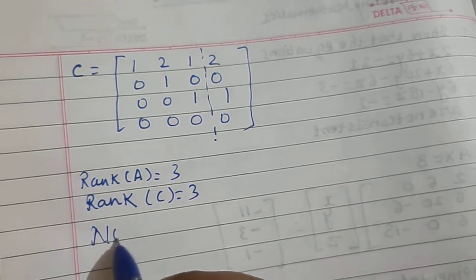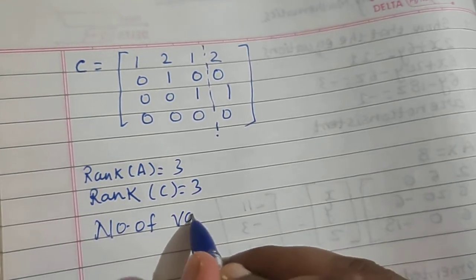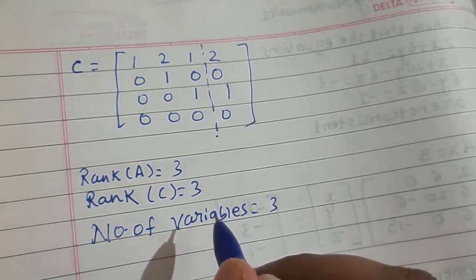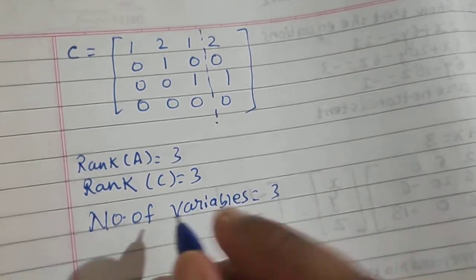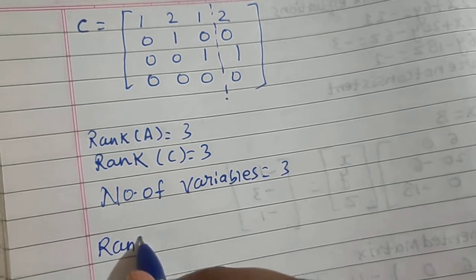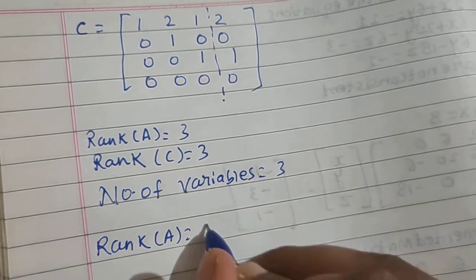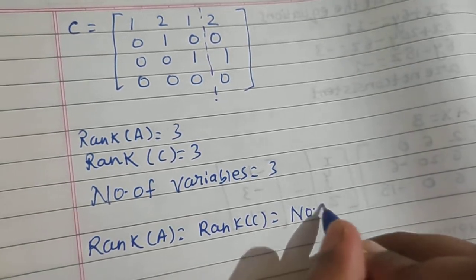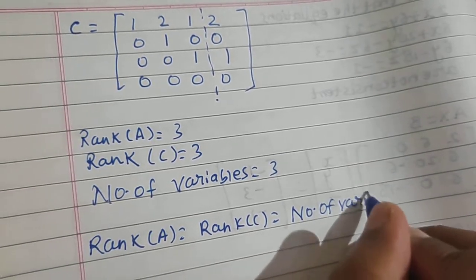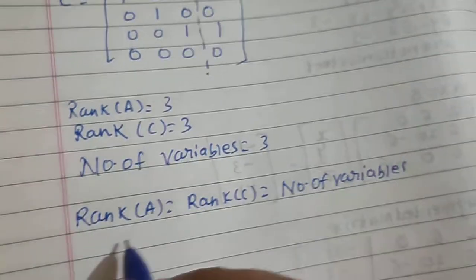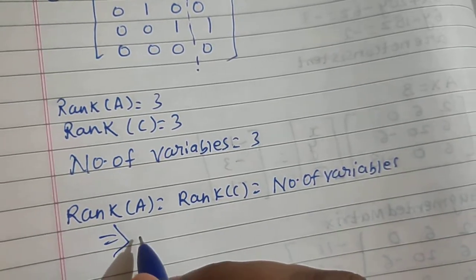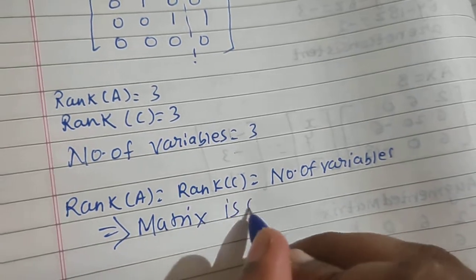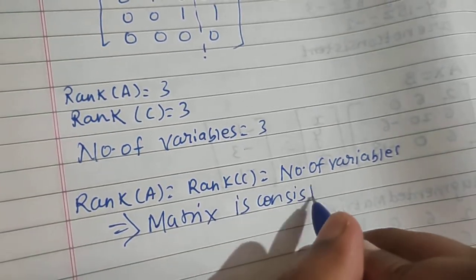Now number of variables in this particular question is also 3. We have x1, we have x2 and we have x3. So if the condition is this, rank of A equals rank of augmented matrix equals number of variables, then this clearly signifies that the system which is given is consistent.